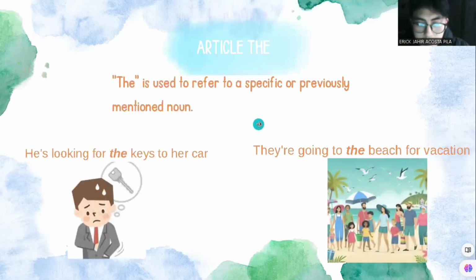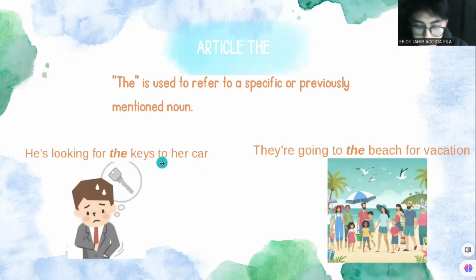We use the article "the" before specific nouns or nouns that have already been mentioned. For example, he's looking for the keys to her car. In this case, keys is the specific noun because it has already been mentioned. So we use the article the.